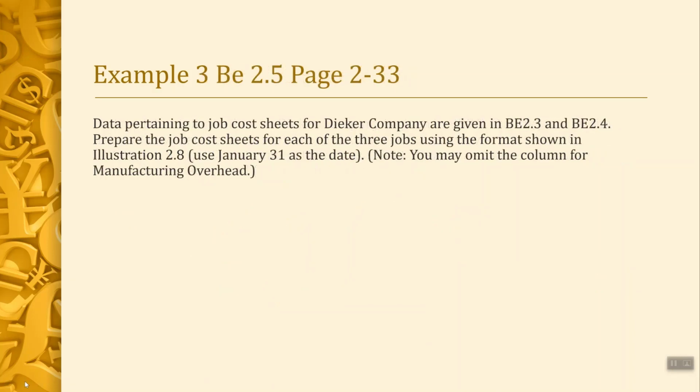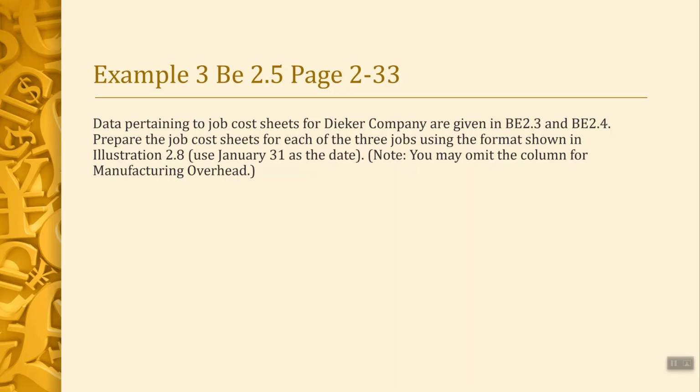All right, next slide. We have example 3. It says, data pertaining to job cost sheet for Deca Company, the one we did in the last two, the brief exercise 2.3 and the brief exercise 2.4. That's the last two we just did. They want us to prepare the job cost sheet for each of the 3 jobs using the format shown in illustration 2.8. That's in your text. Note, you may omit the column for manufacturing overhead, again, because we're not dealing with that at this time.